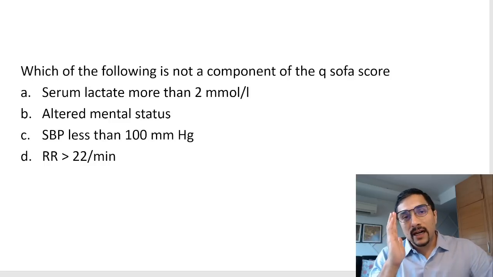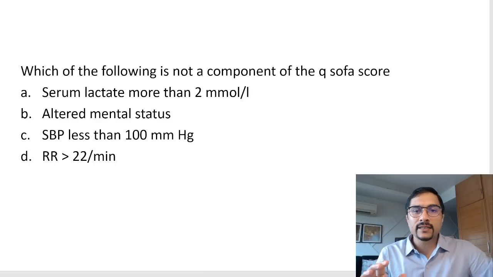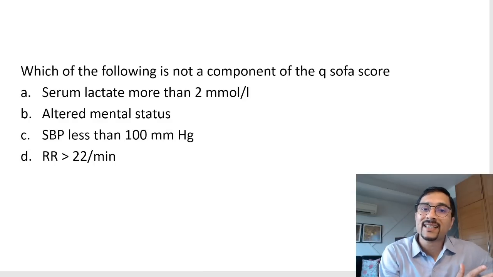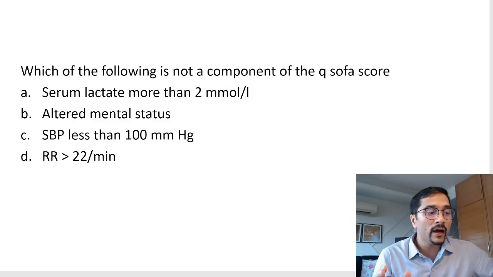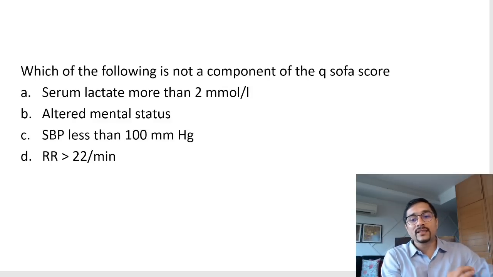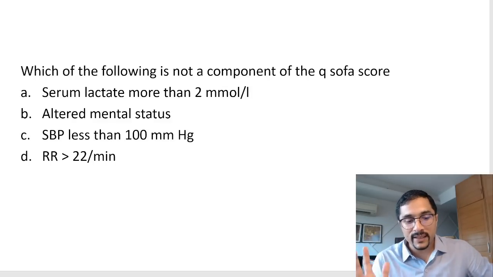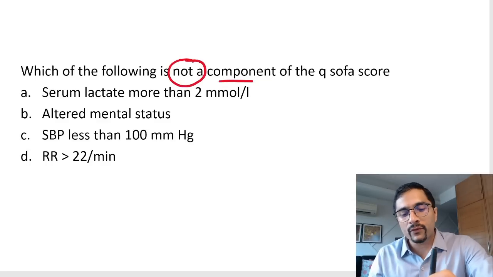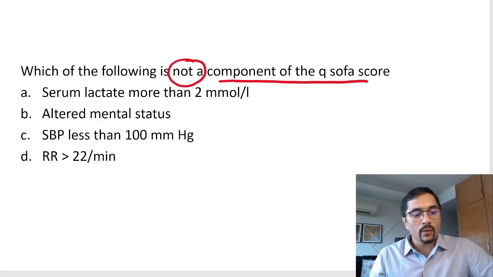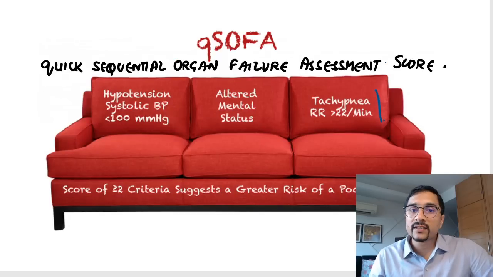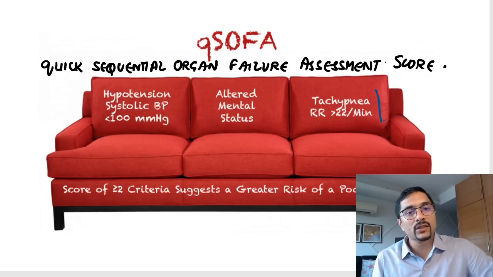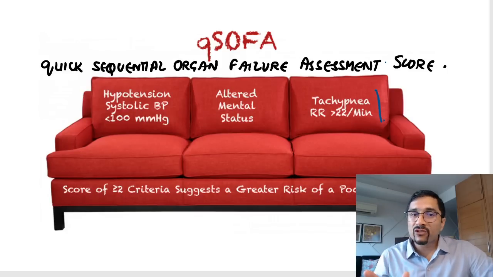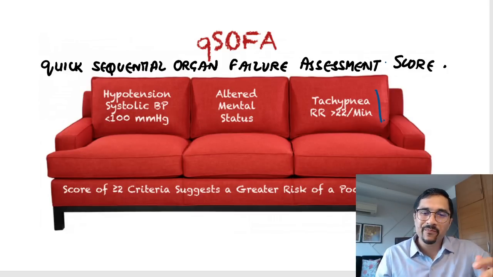Again, one question regarding sepsis is frequently asked, and either they ask about SIRS or they ask about Q-SOFA. Q-SOFA in the last 3-4 years has been asked multiple times in the exam. So which of the following is not a component of Q-SOFA score? So what exactly is Q-SOFA? Q-SOFA is Quick Sequential Organ Failure Assessment Score. You have to remember the parameters for the exam.